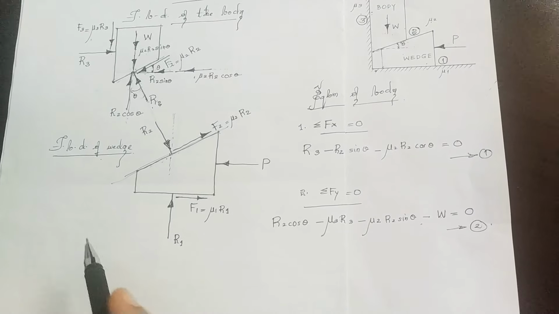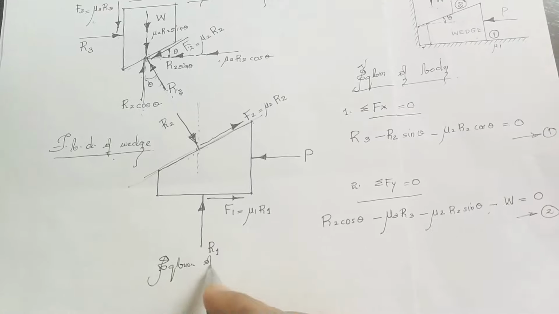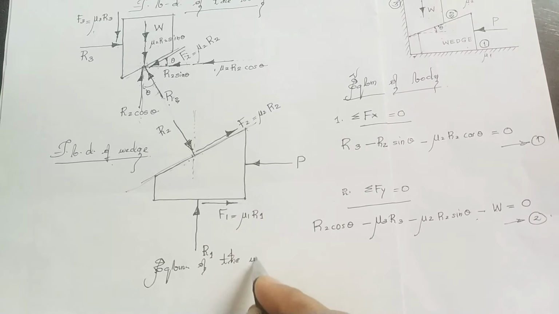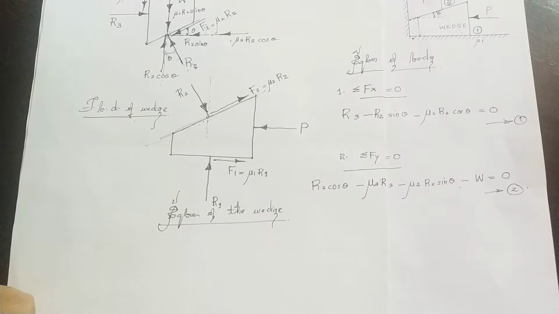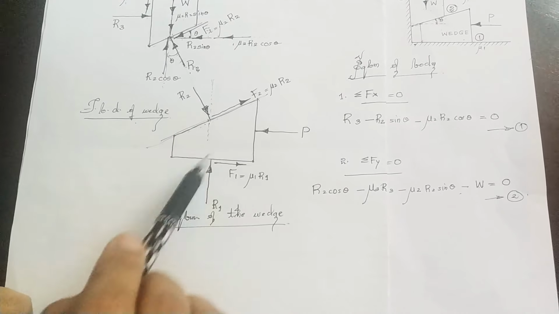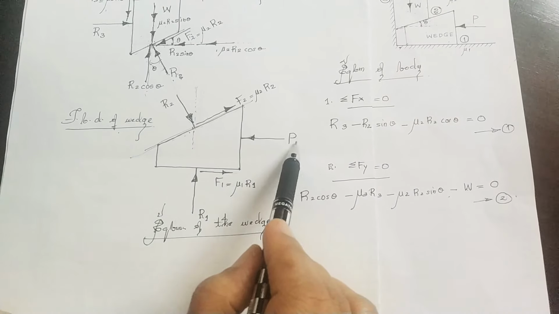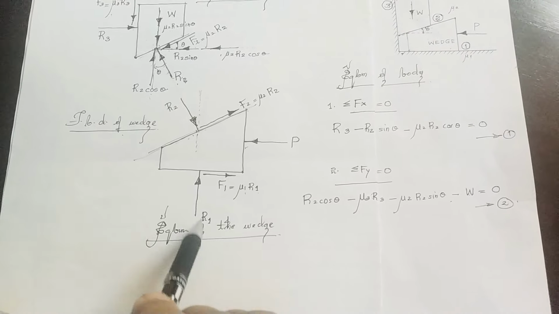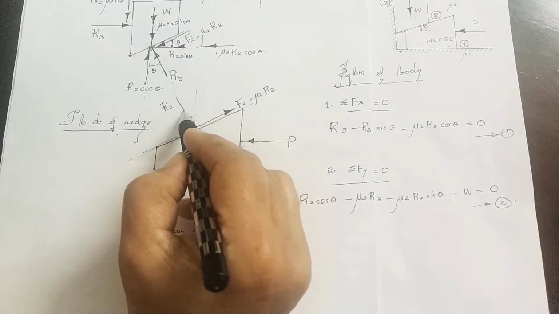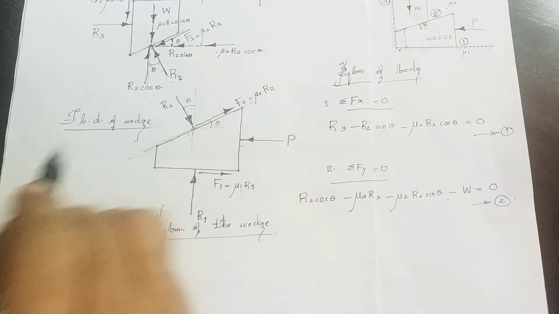Now we'll consider the equilibrium of the wedge. Just as what we have done here, we can resolve all these 5 forces in such a way that all the forces are either horizontal or vertical. P is purely horizontal. F1, mu1 R1 is also horizontal. R1 is vertical. You need to resolve R2 as well as F2. So this is theta and this is theta.